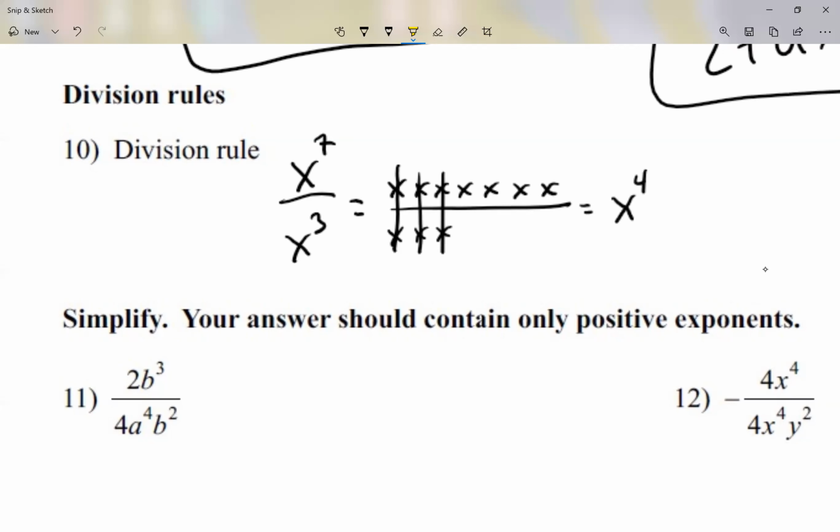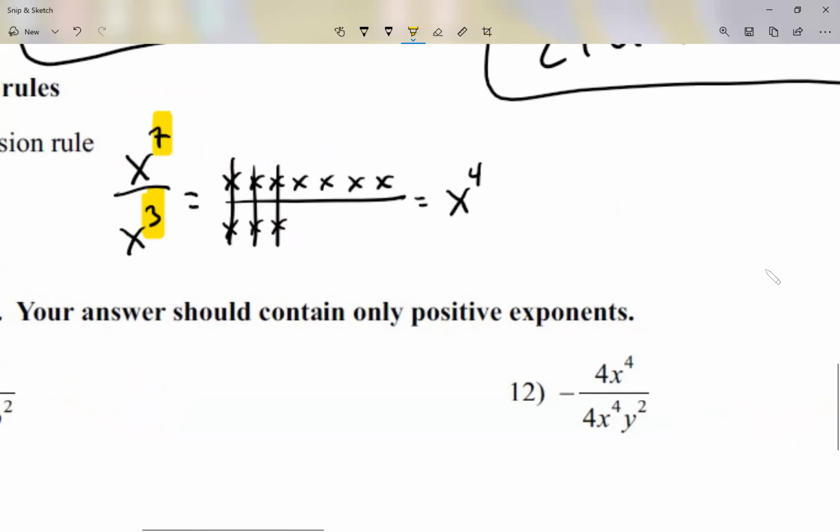Now, the rule states, as long as it is the same base, I'm going to subtract my exponents. I remember for multiplication, I added the exponents. In this case, I'm going to subtract the exponents. If my result is a positive, right, 7 minus 3, I'm not going to have a fraction.